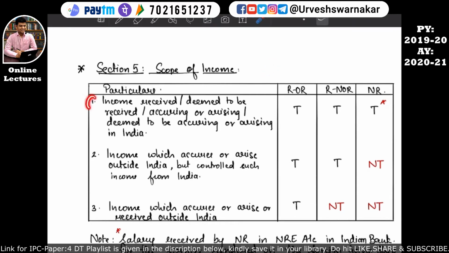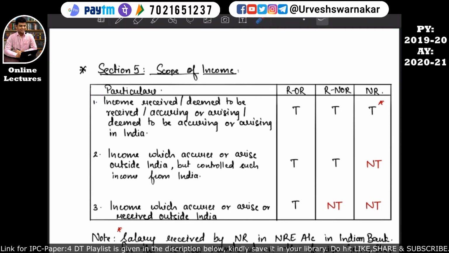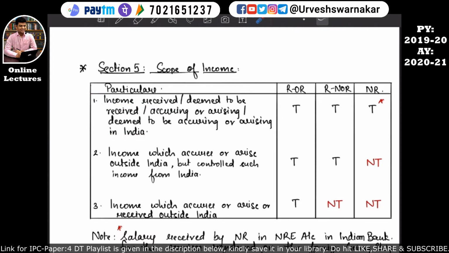So the first point under particulars says that income received in India will be taxable to all of these individuals, that is whether resident ordinary resident, resident non-ordinary resident, or non-resident. I hope this is quite clear to you all. So how to read this table? I hope you all are getting it. We have to read it in this manner: income received in India, income deemed to be received in India, income accruing or arising in India, income deemed to be accruing or arising in India. I hope this is quite clear.